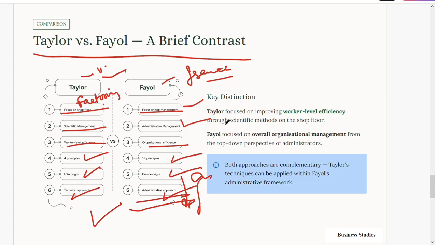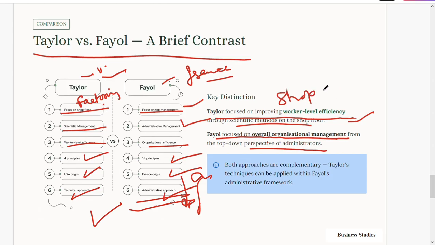Now, key distinction: Taylor focused on worker level efficiency at the factory level. Fayol focused on the overall growth of the management and the organization. So this is the thing. Shop floor management, this is the word associated with shop floor or scientific management, and this is general management, right? Related to Mr. Henry Fayol. Both approaches are related to management, and you can take benefit out of that by studying, right?